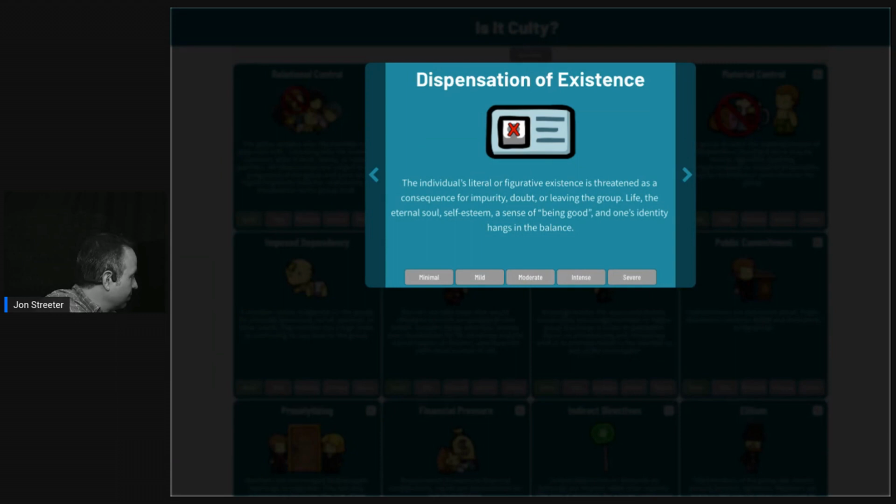No, let me think. Self-esteem, sense of being good. No, they generally, like, if someone leaves the group, usually they just wish them good luck. How would you score it? I'd say minimal.